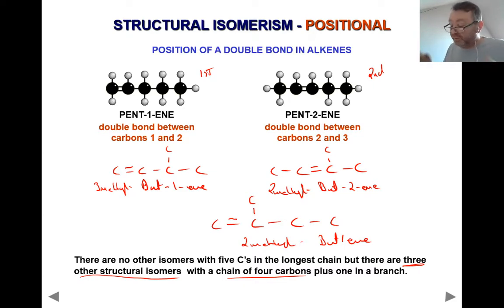They're tricky, they're nice puzzles, but this is what we do with isomerization. So they are the 3 remaining isomers, I should say, of pentene when we reduce the longest chain down to 4 and move the CH2 group around the place.